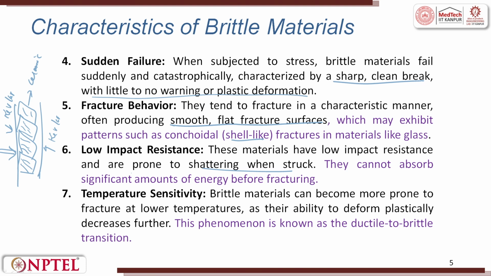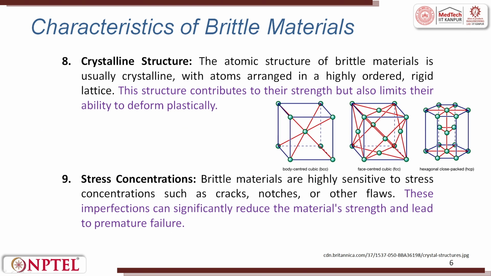Temperature sensitivity: brittle materials can become more prone to fracture at lower temperatures as their ability to deform plastically decreases drastically. This phenomenon is called the ductile to brittle transition. This is a very important phenomenon which is used. Crystalline structure: the atomic structure of brittle materials is usually crystalline, with atoms arranged in a highly ordered and rigid lattice. You can see here BCC, FCC or HCP. Here you see the atoms are tightly held and nicely bonded. So crystal structure plays a very important role in brittleness.